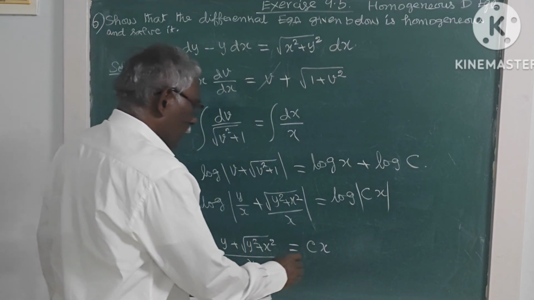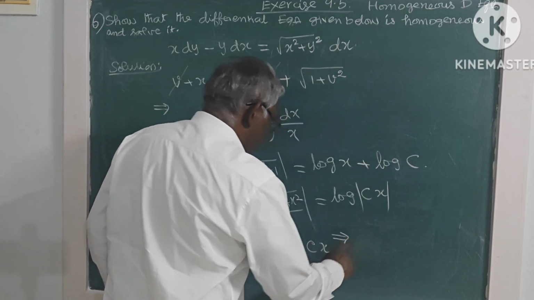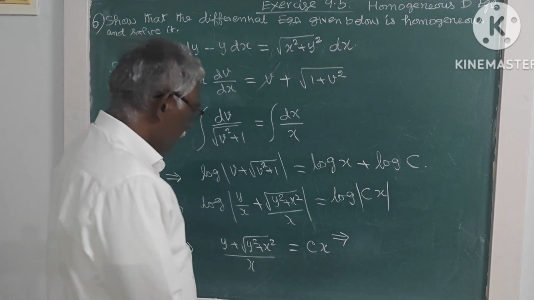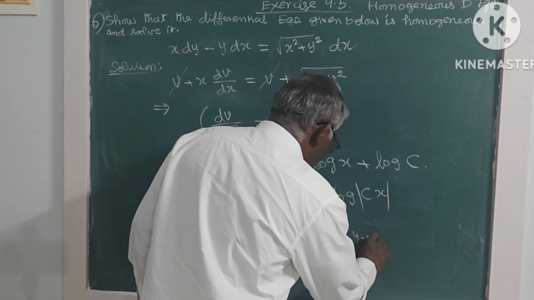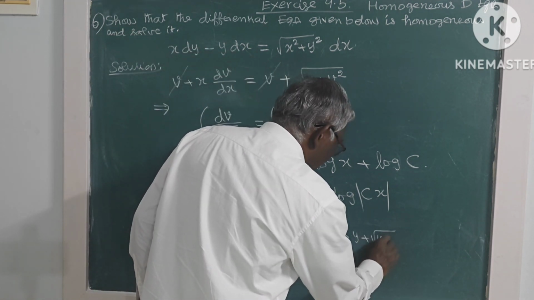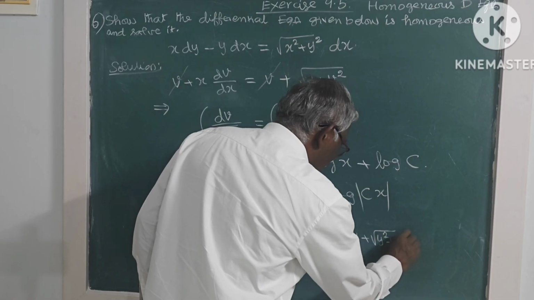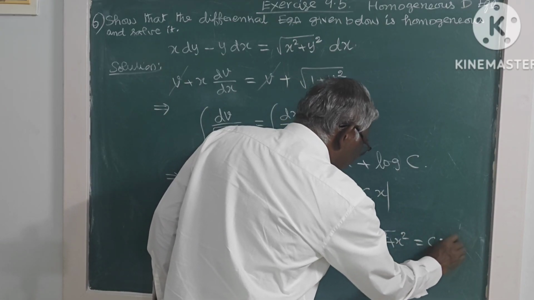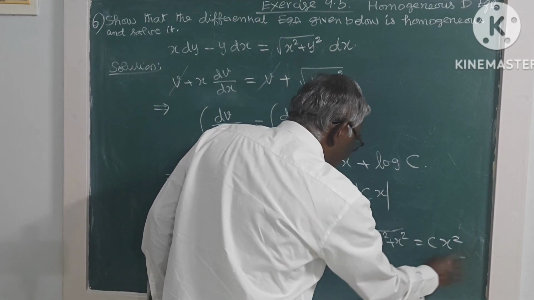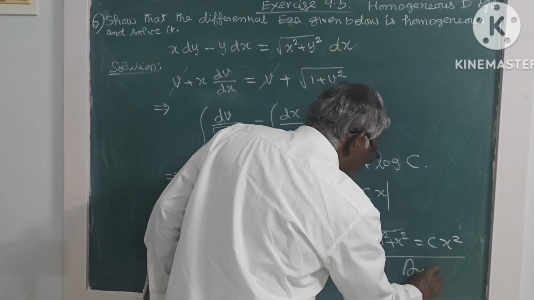So this gives y plus square root of y square plus x square is equal to cx square. So this is the answer.